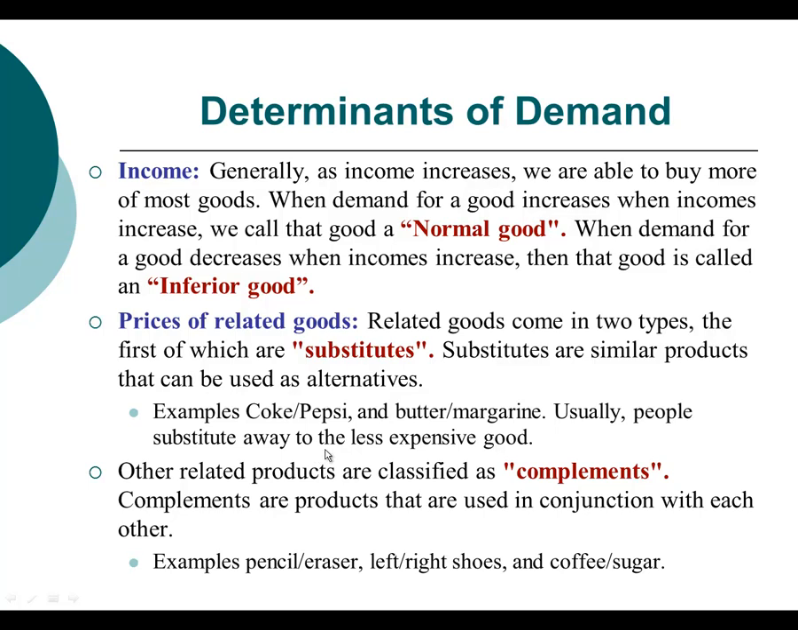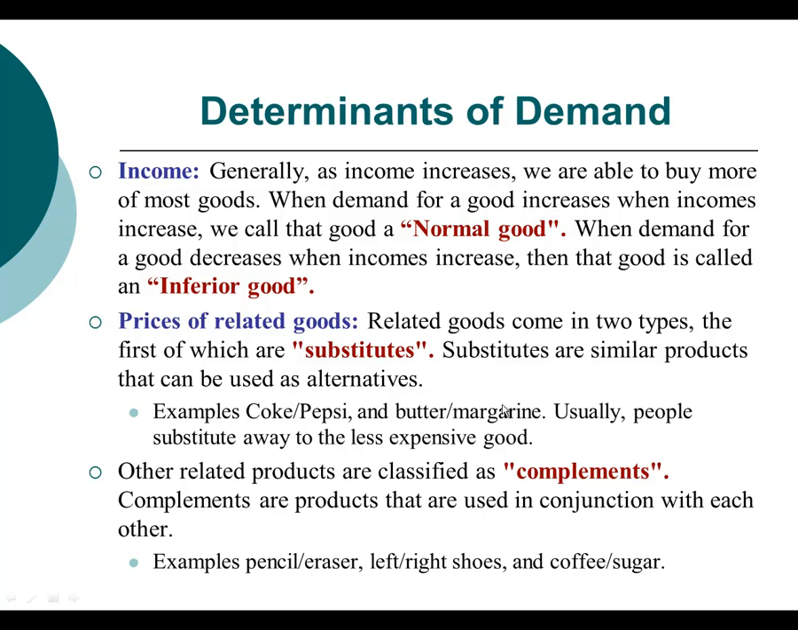Other related products are classified as complements. Complements are products that are used in conjunction with each other. For example, toothbrushes of Oral-B and some other company are complements to each other. Close-up and Medichem are toothpaste. Both of them are, you know, complements of each other.